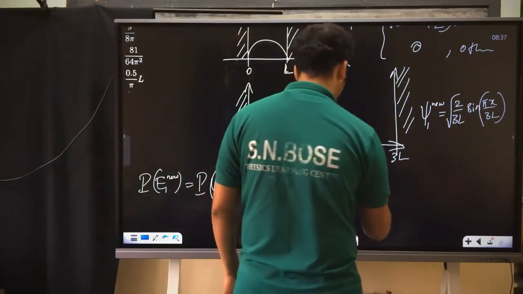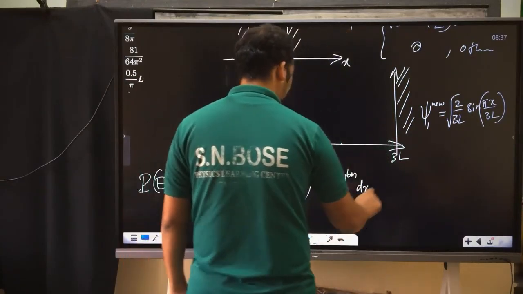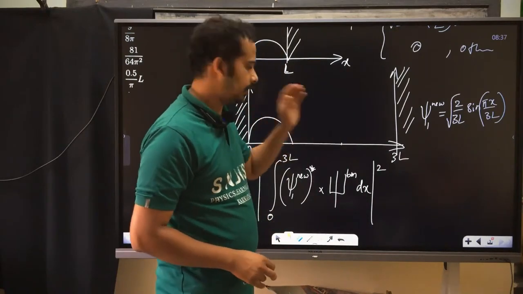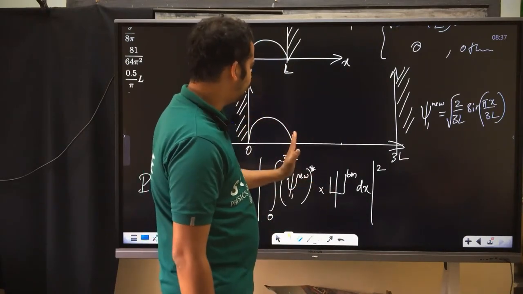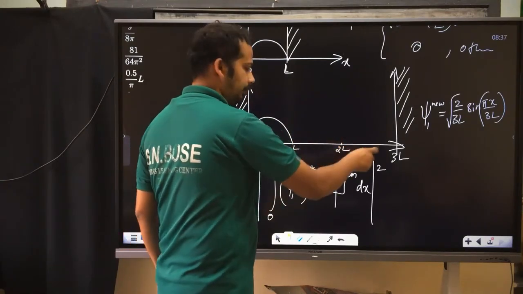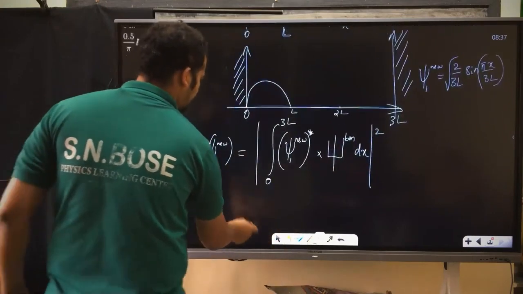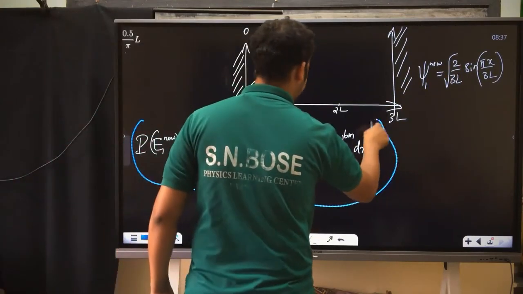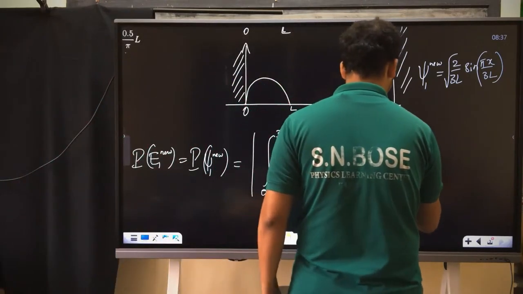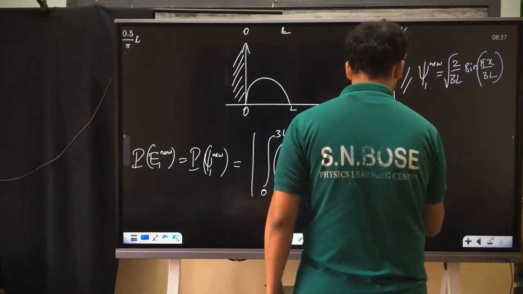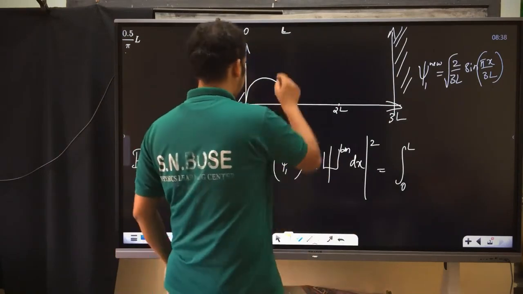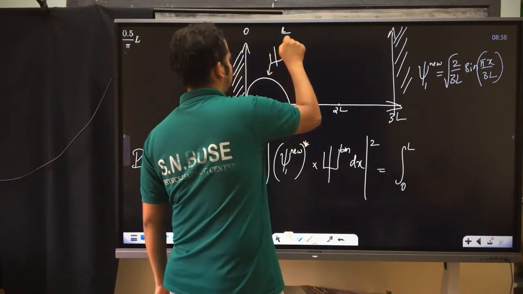Into dx, the mod square. But be careful, your integral limit should be the full range of our system. But this psi bm is 0 between L and 3L, am I right? Between this region it is 0. That is why that integral will be converted into 0 to L, because this is non-zero only from 0 to L.